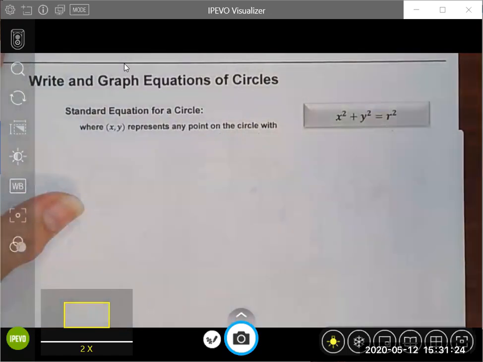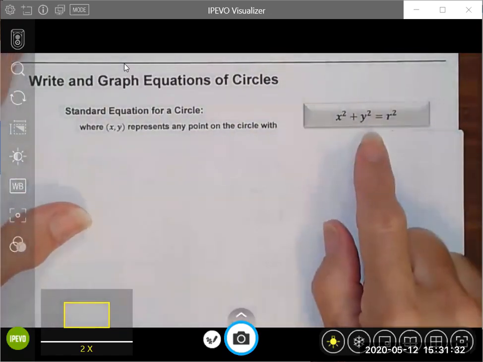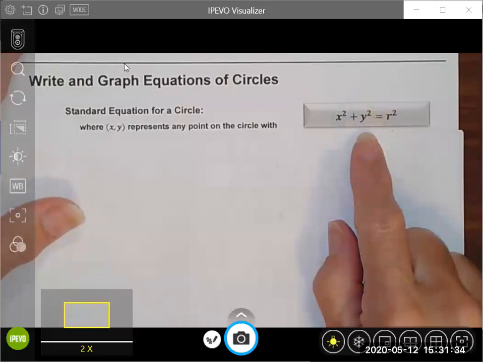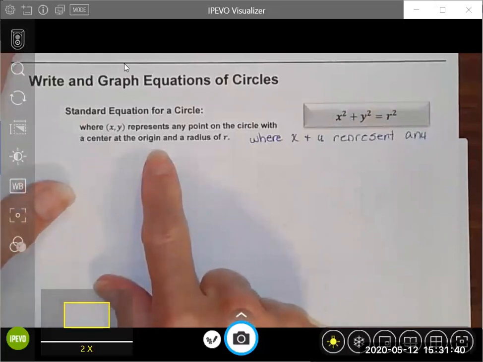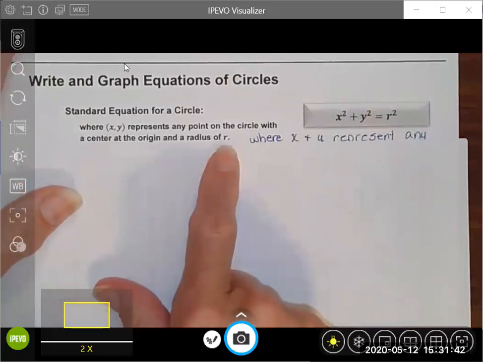There are two formulas that help us write equations of circles. The first one is pretty simplistic, and this one is the equation that represents a circle that has a center at the origin and a radius of r.